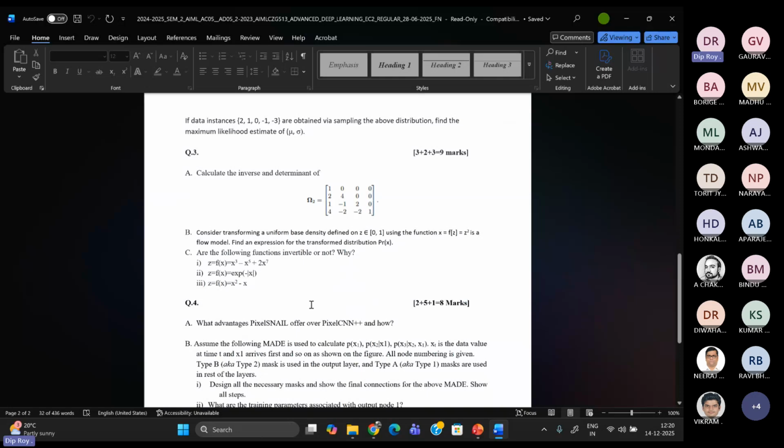So now these are the questions you will have to go through. For example, calculate the inverse and determinant of this. Now considering transforming a uniformly based density into this flow model, find an expression of the transform. All right, so what it is saying: considering transforming a uniformly based density of z is equal to 0.1 using the function x is equal to f of z squared.